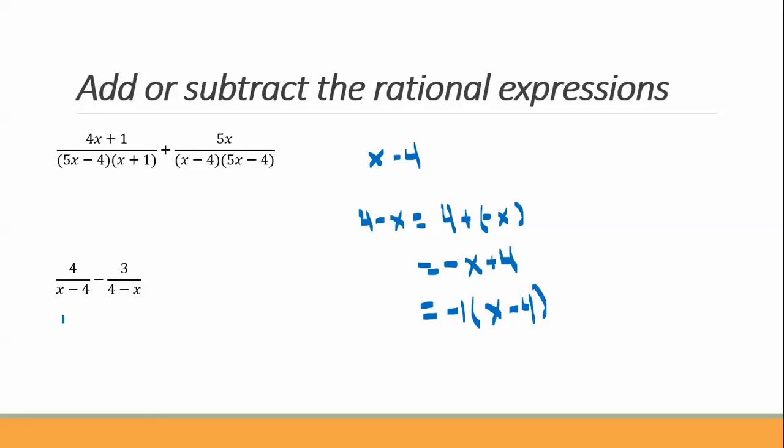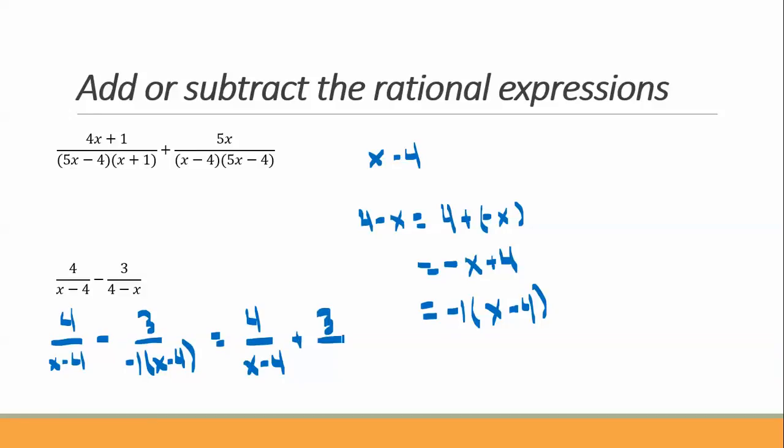So here we have 4 over x minus 4 minus 3 over minus 1 times x minus 4. This is multiplication, so we can actually change this, the minus and negative, to plus. So that becomes 4 over x minus 4 plus 3 over x minus 4, which is 7 over x minus 4.